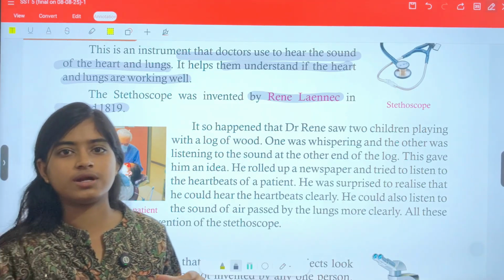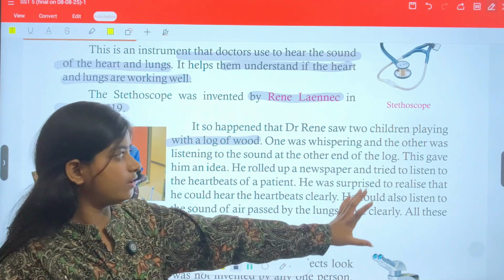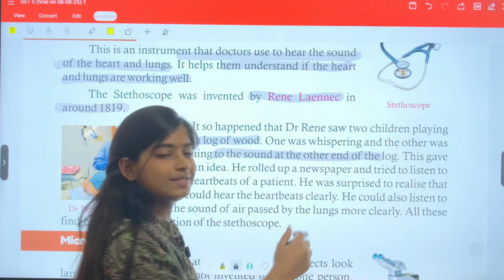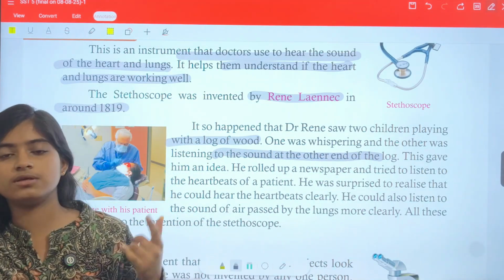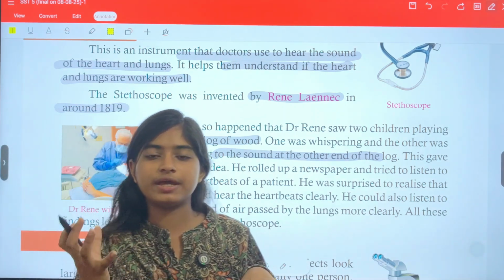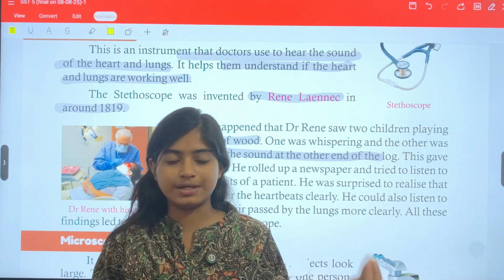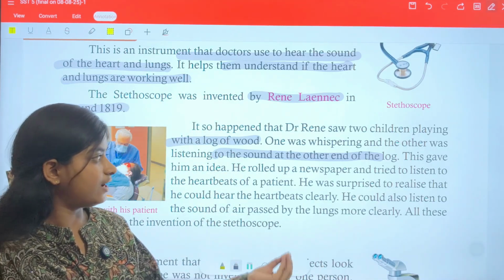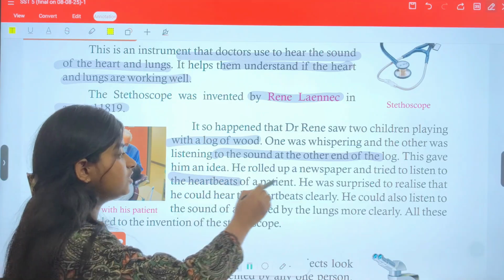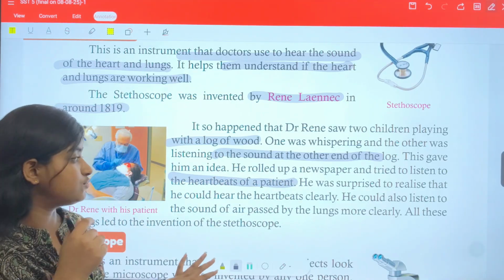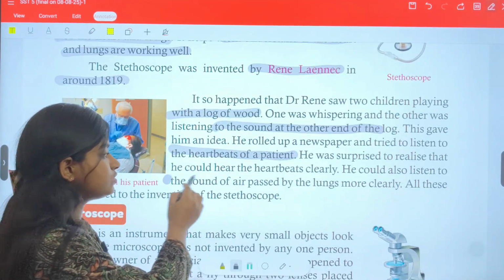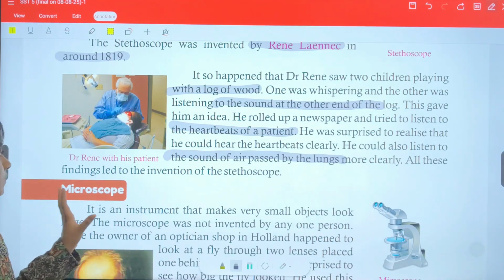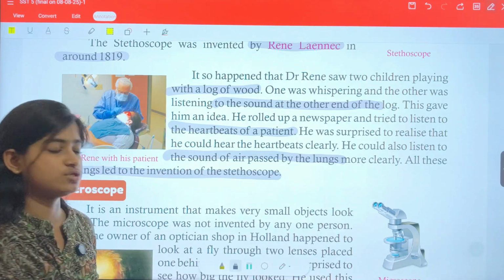So how did he invent this? He saw children playing with a log of wood, while one was whispering and the other was hearing the voice at the other end of the log. This is how the idea came to him of how to transfer a voice into another person's ear with more volume. He rolled a newspaper and tried to listen to a patient's heartbeat. Later he realized that he could also listen to the sound of air passing through the lungs more clearly with this idea. All these findings led to the invention of the stethoscope.